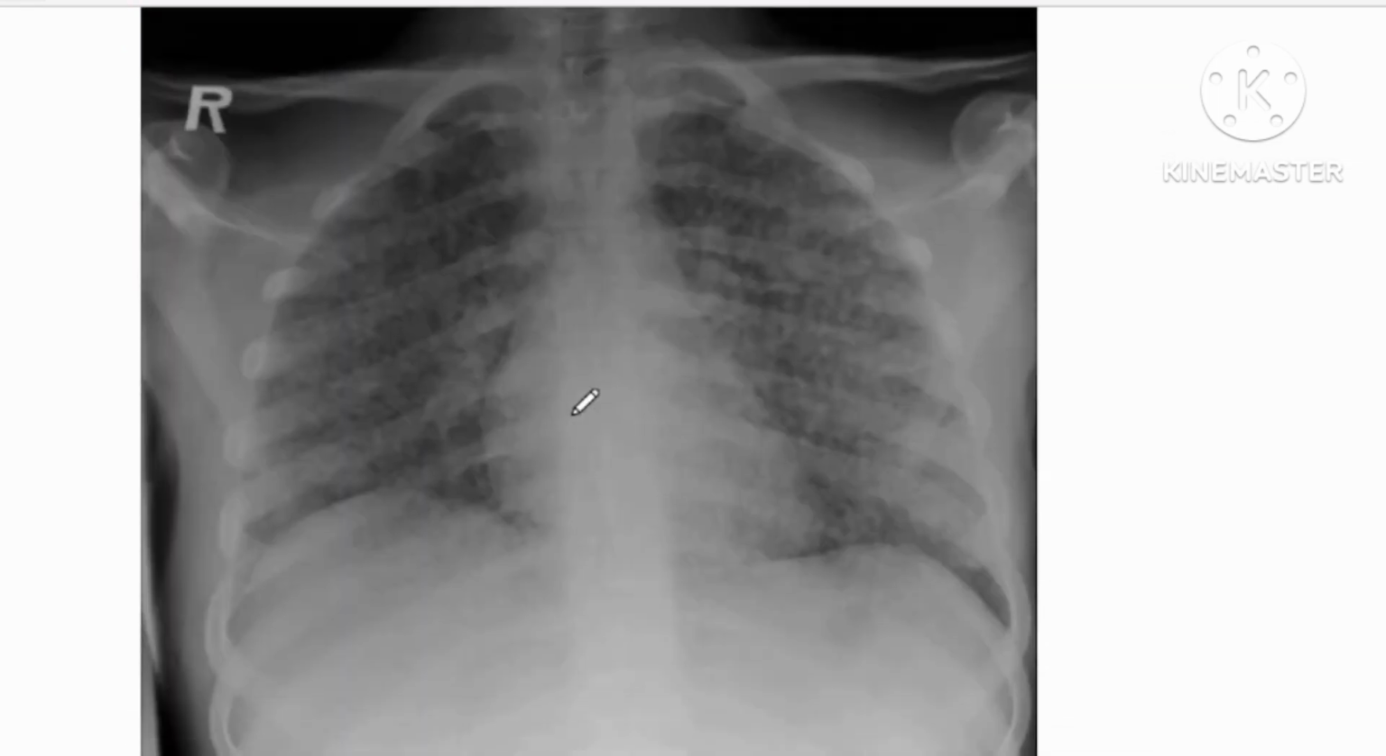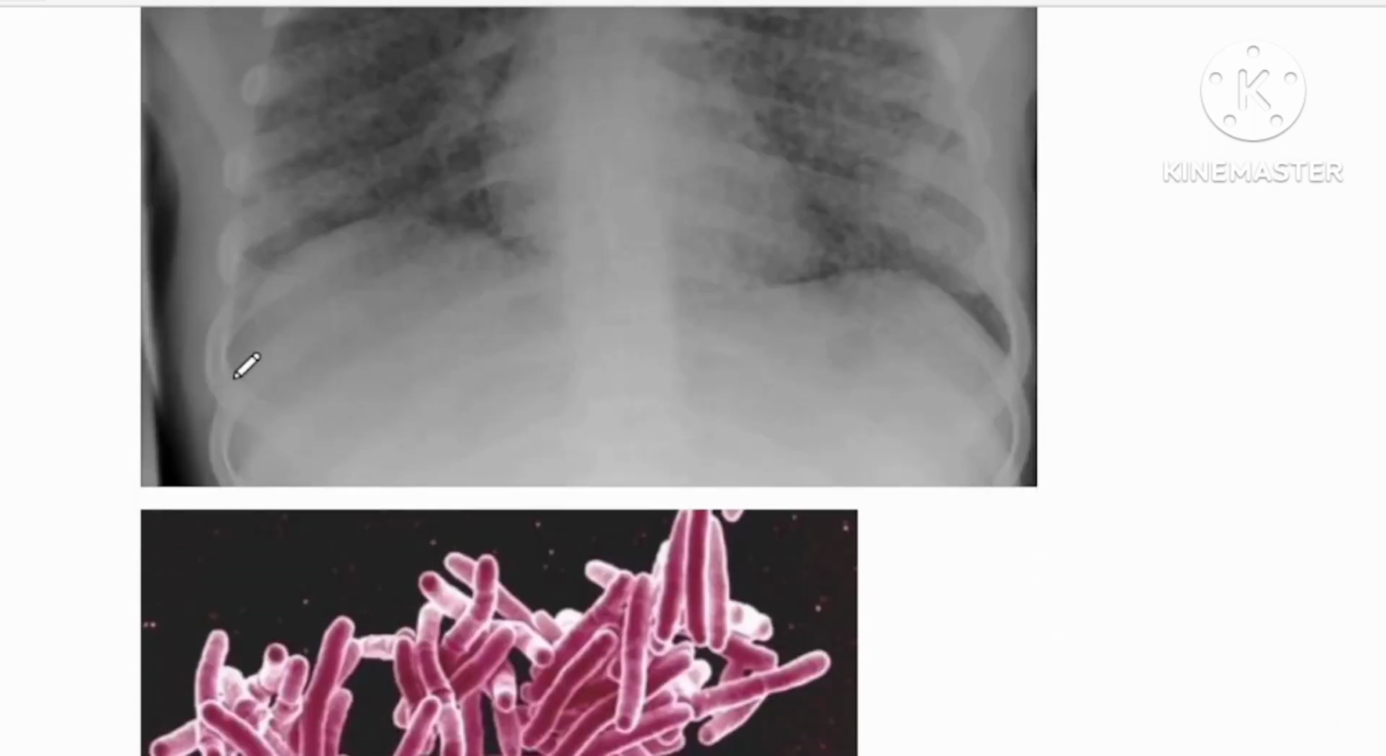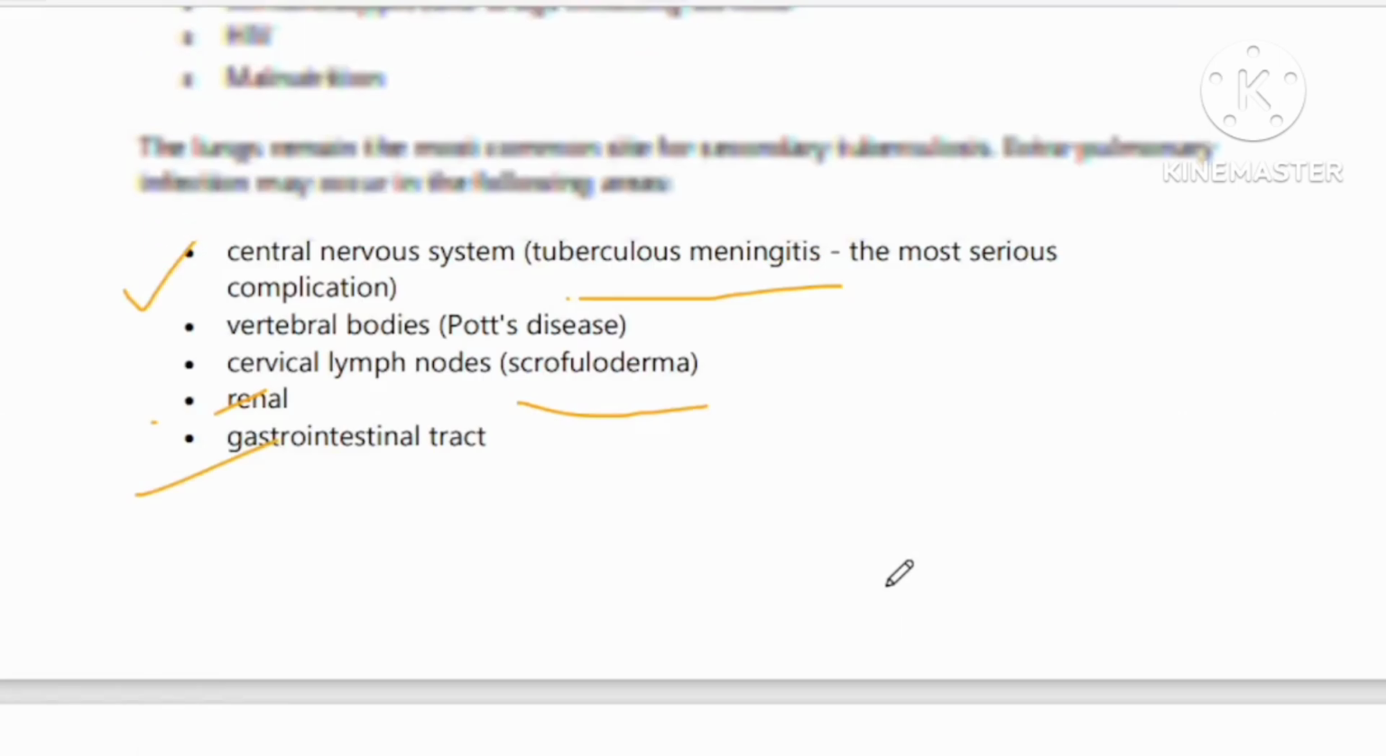So this is the X-ray, and it involves the interstitium; this is the X-ray of miliary TB. So that's all about tuberculosis.